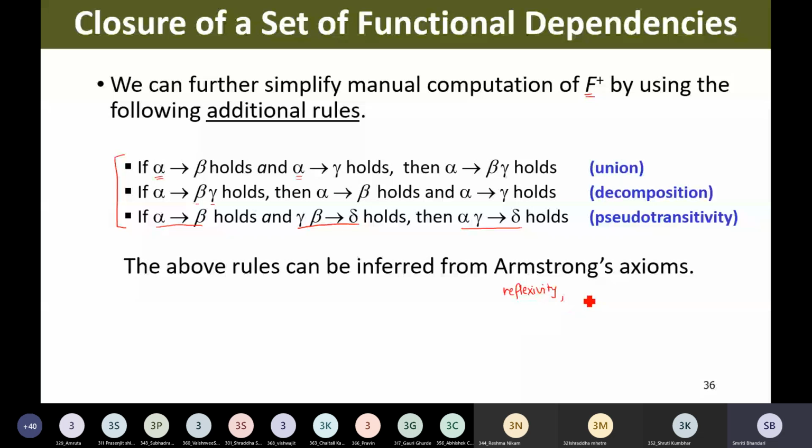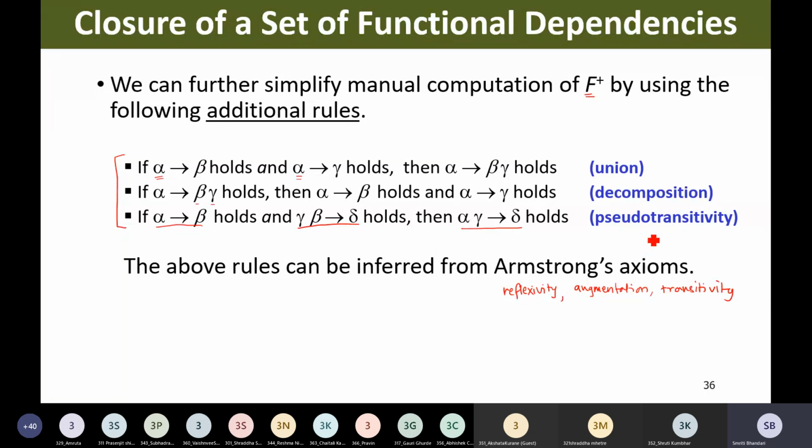What is the second rule? Please pick up. First is the reflexivity rule. What is the second one? Augmentation. Augmentation, yes. Transitivity. Augmentation, and third is transitivity. And three additional rules are union, decomposition and pseudo-transitivity.